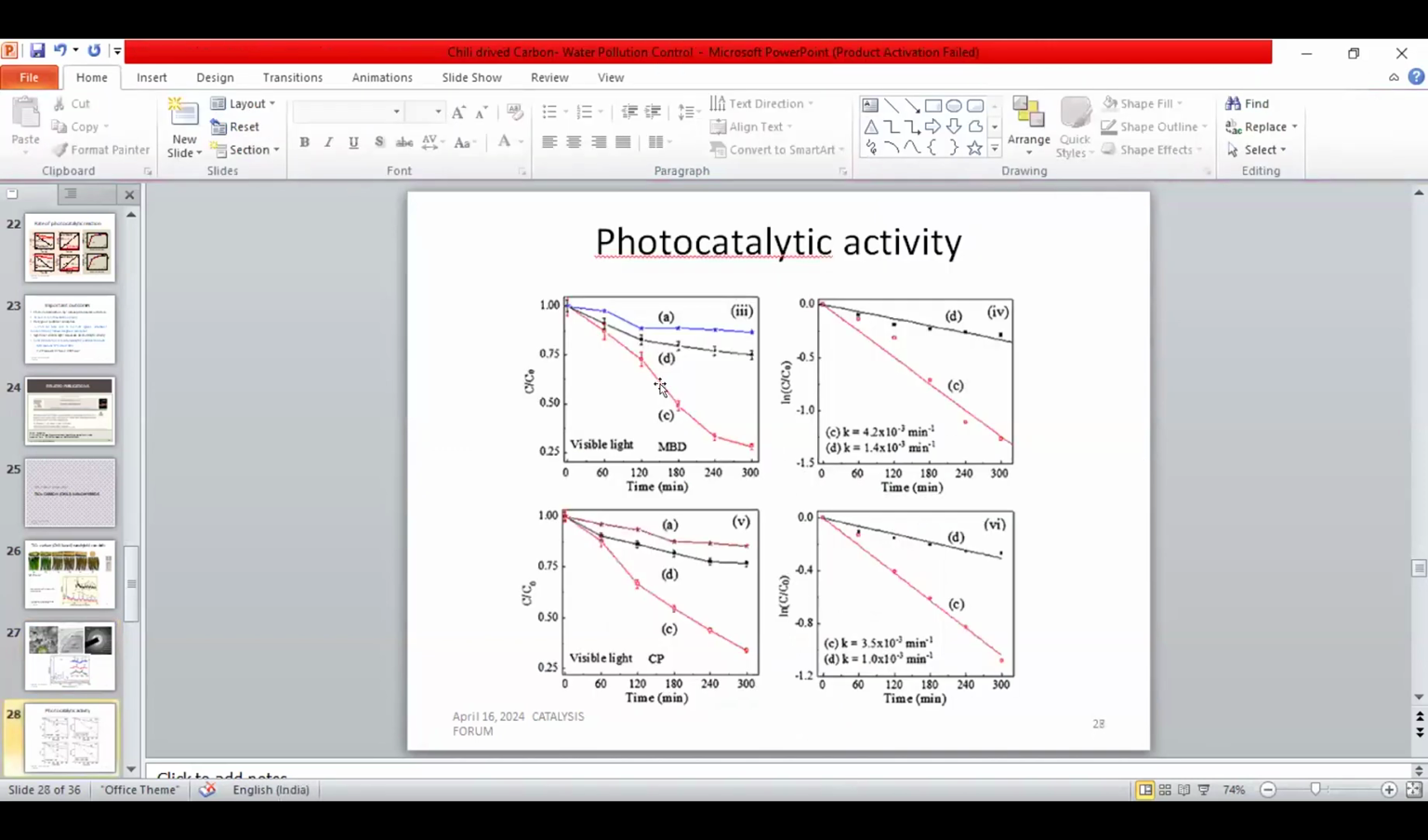Now we are interested to again go for the two pollutants, methylene blue and 2-chlorophenol, and we found out that this time the rate of degradation is increased. So here the rate is 4.2 x 10^-3 per minute, which was earlier 3 x 10^-3. Similarly, here for 2-chlorophenol, it is increased.